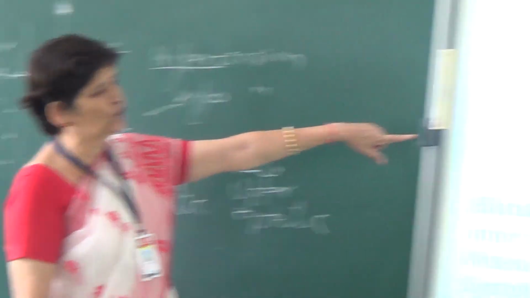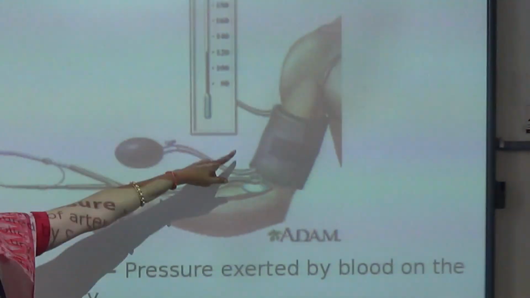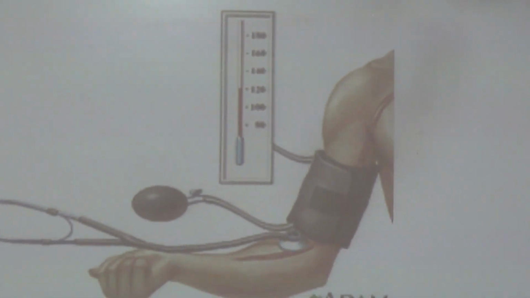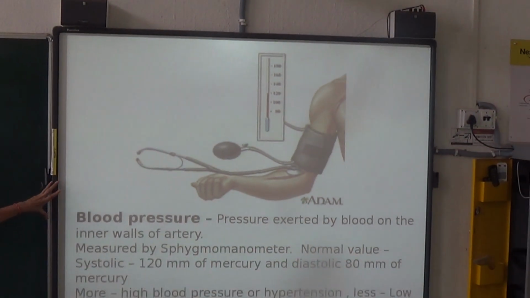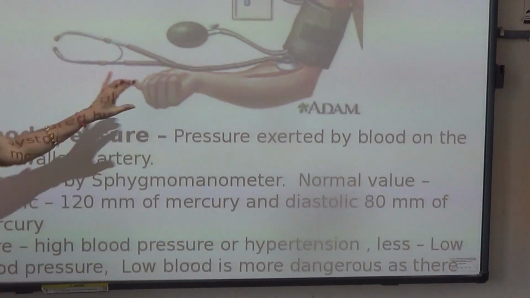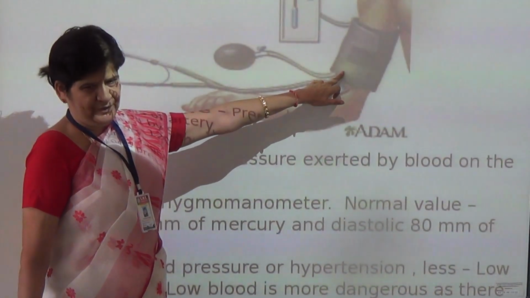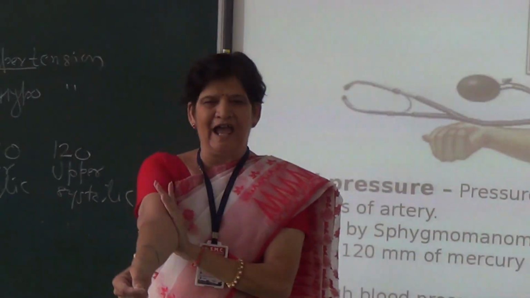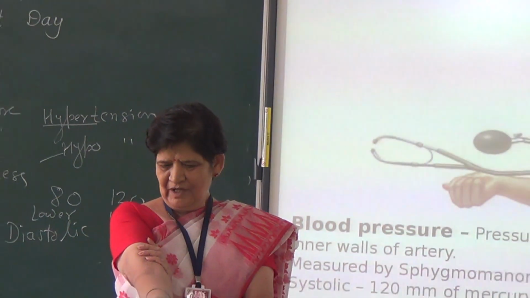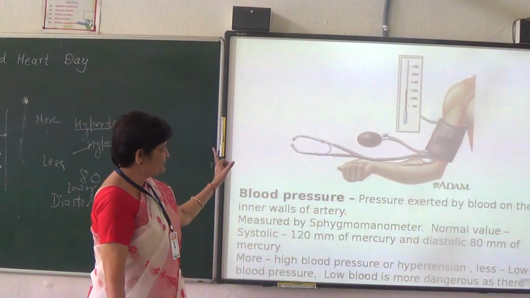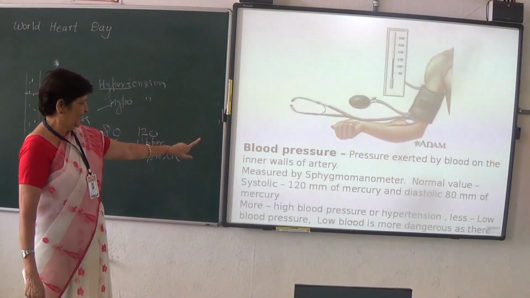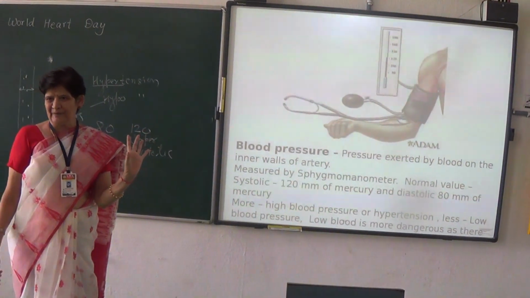Now doctors use this type of instrument to measure blood pressure. You might have seen it in hospitals. This is called a sphygmomanometer. Here there is a strap. This strap is tightly attached just above your elbow, so that whatever pressure occurs in the artery can be measured. So 80, 120, that is the normal blood pressure.